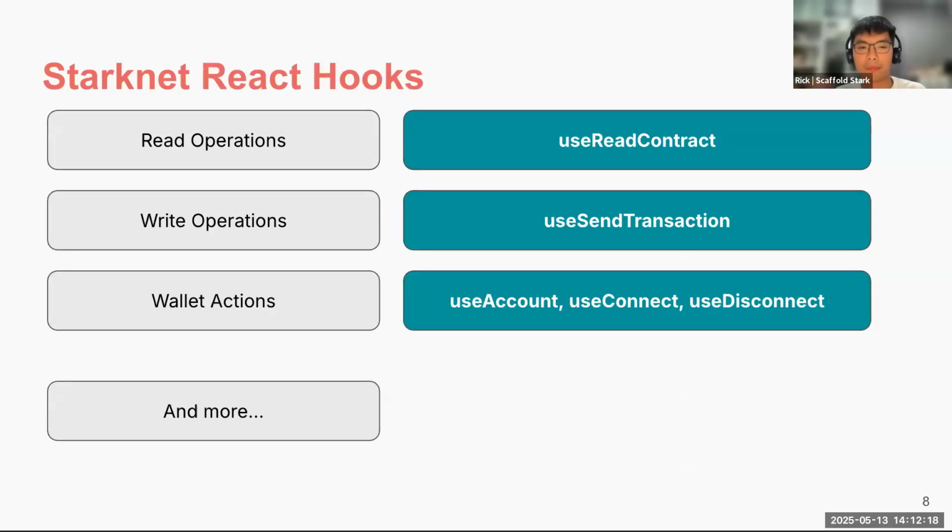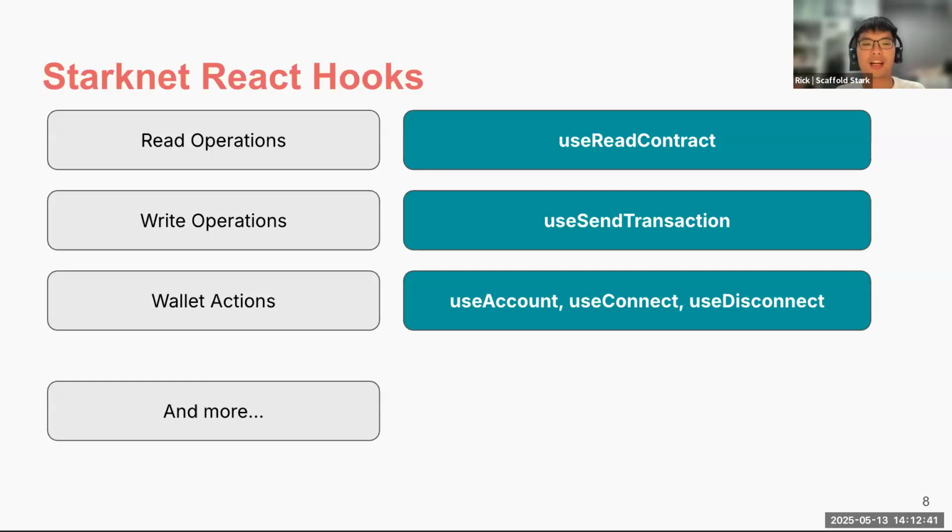So you have a few basic operations. For example, if you want to read a smart contract, you can use a hook called useReadContract. For a write operation, you can use the useSendTransaction hook. Then you have wallet actions, for example, connecting an account, disconnecting an account, or just getting some information about that account.